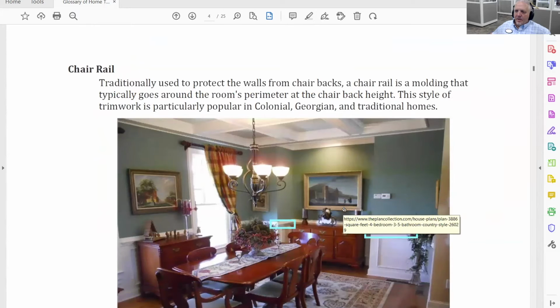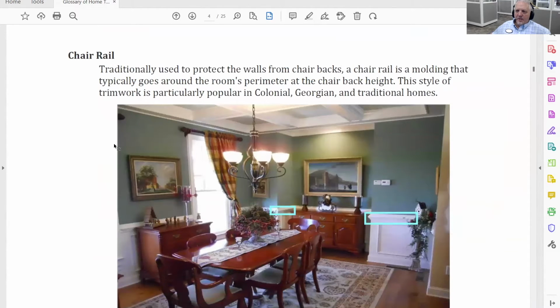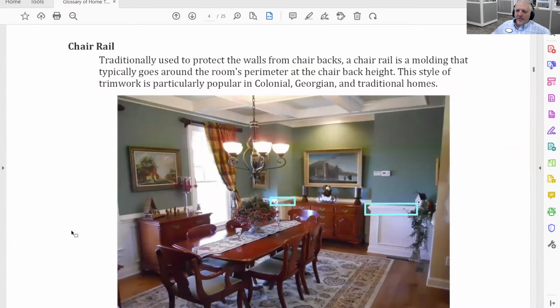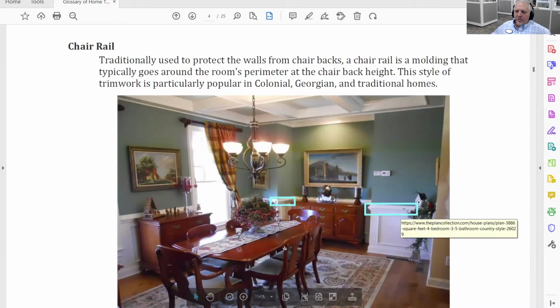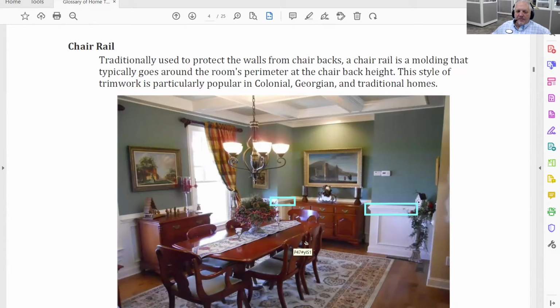Let's keep going. Okay, chair rail. You hear this term a lot. Chair rail is the actual board that goes around the room at the top. It is called a chair rail because if you were to take this chair and lean it up against the wall, theoretically that rail would prevent the back of the chair from marring up the plaster of the wall.